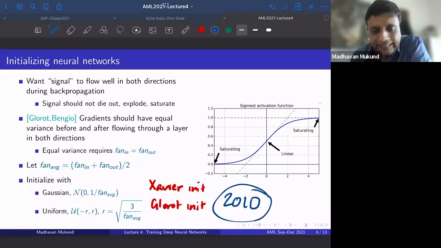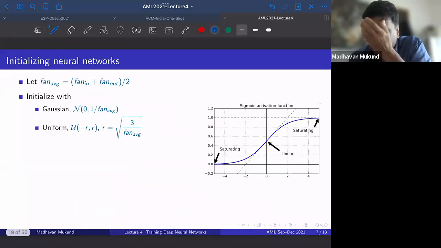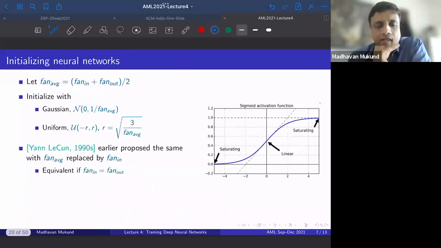Right, it's 2010. Now it turns out that Yann LeCun, who is one of the other heroes in our story, had actually suggested this 15 years before, except that he had not used the same calculations that these people had. He had essentially taken the idea that if your input is what is going to be added up and then propagated to the output, then you use your input fan-in as your denominator in these equations.